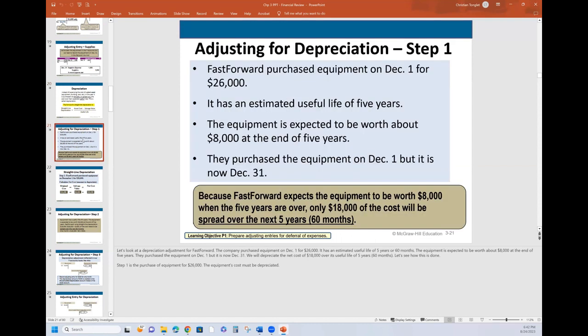All right, so we purchased equipment for $26,000. It has an estimated useful life of 5 years, and it's expected to be worth $8,000 at the end of the 5 years. So now what we're going to do is just plug it into that real simple equation to figure out how much that is per month, how much it is per year, depending on how you want to calculate it and what they're asking. And then we'll know what to record for our adjustment.